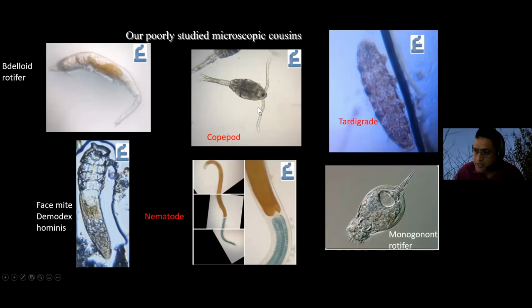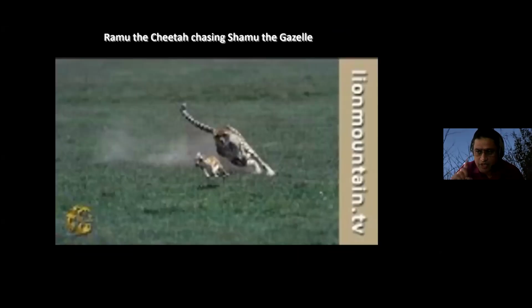Many of these pictures that you see are inhabitants of soil and pond systems that even if you perhaps take the effort to walk 20 steps ahead of you and pick up some soil or pick up a little bit of pond water, you're likely to see them. These indeed are our poorly studied microscopic cousins. Now let me show you this video.